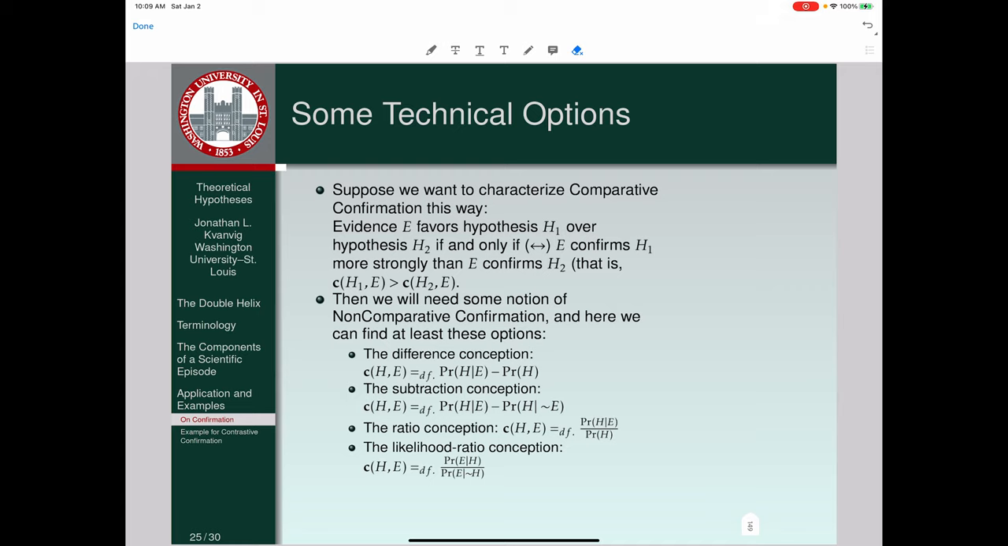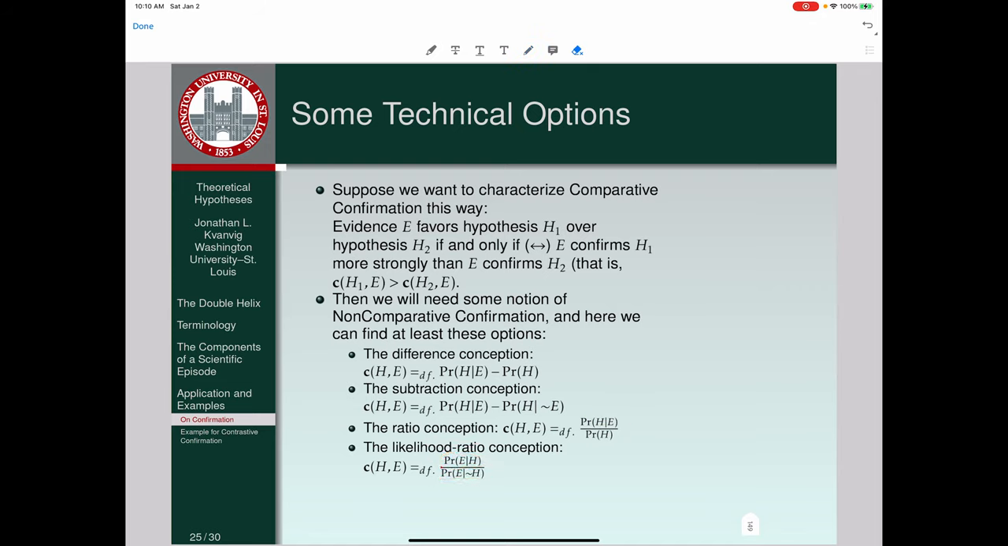Here's an alternative, though. This is called the likelihood conception. The likelihood ratio conception divides, again, just like the ratio conception did, but notice what we're doing is flipping the evidence and hypotheses around. So we're not dividing the probability of H given E, but rather the probability of E given H. And we're dividing that by the probability of E given not H.